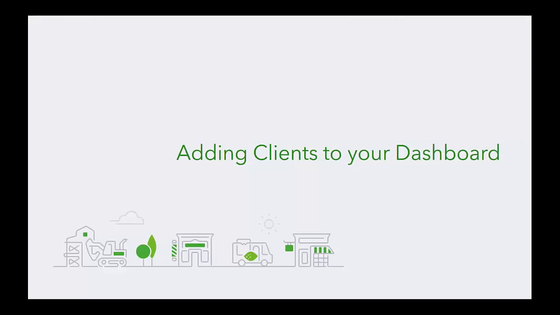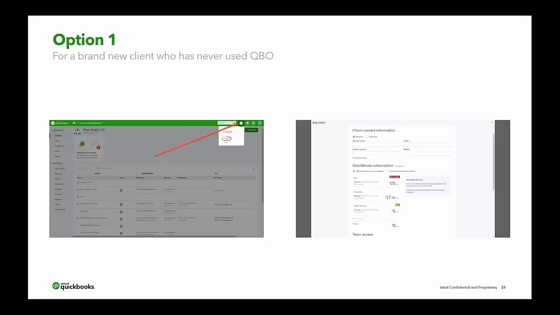Now the next thing I want to talk about is adding clients to your dashboard. How do I add clients to my dashboard? There's 2 different options. For a brand new client who has never used QuickBooks Online before, you go to the plus sign in the upper right-hand corner of your QuickBooks Online Accountant dashboard, and you hit Create Client. That's the first screenshot. The second screenshot is filling out client contact information: business name, email, QuickBooks subscription, all that good stuff, and we'll get to the subscription options in just a second.